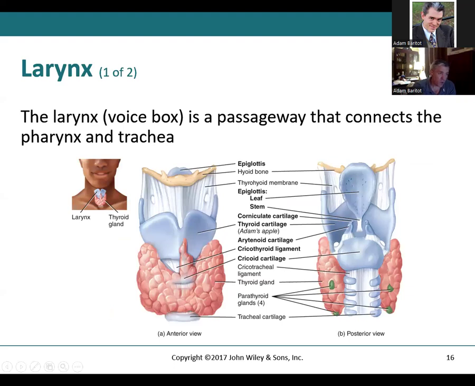The larynx, or the voice box, is a passageway that connects the pharynx and the trachea. As we pass through this passage, again, we see the hyoid bone creating the upper border of such a structure and protecting the epiglottis. We see the epiglottis, its leaf and its stem. Our thyroid cartilage, also known as an Adam's apple, helps to protect the arytenoid cartilage behind. The arytenoids, you can see them on this image here. The arytenoids look like tiny little fingers with fingernails on them. That is essentially what they are.